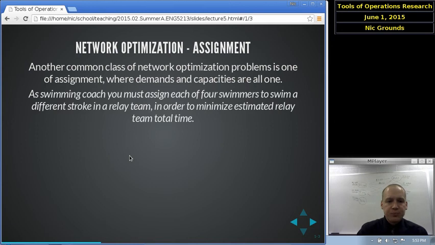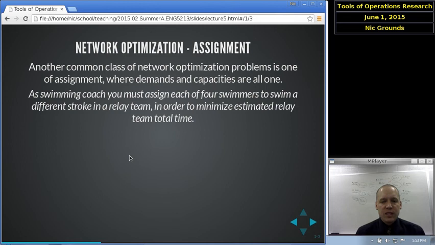So for example, let's say as a swimming coach, you need to assign each of your 4 swimmers to swim a different stroke, a different way of swimming in a relay. So obviously you have 4 swimmers. There are 4 different strokes in the relay, 4 different spots in the relay team, and everyone must be assigned to only one spot, and every spot must have only one assigned swimmer.